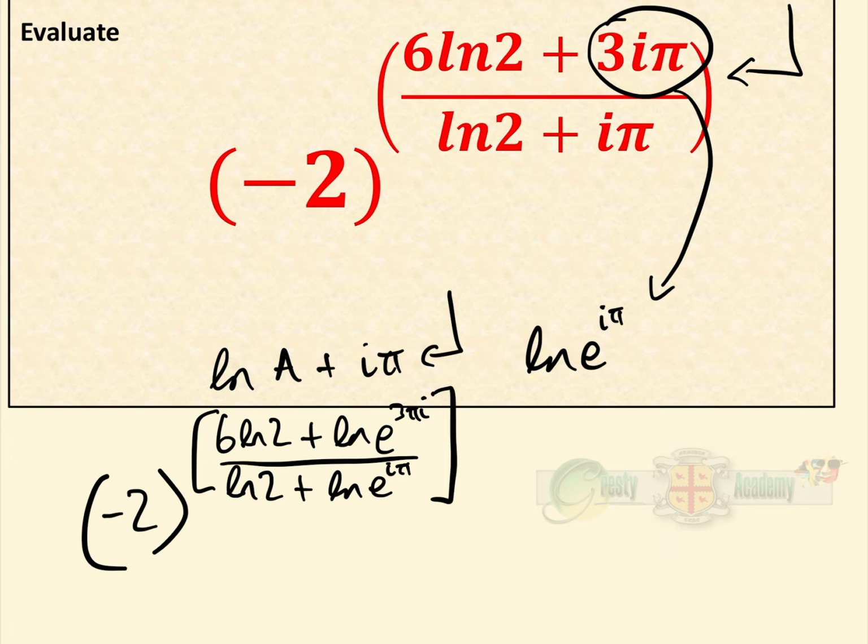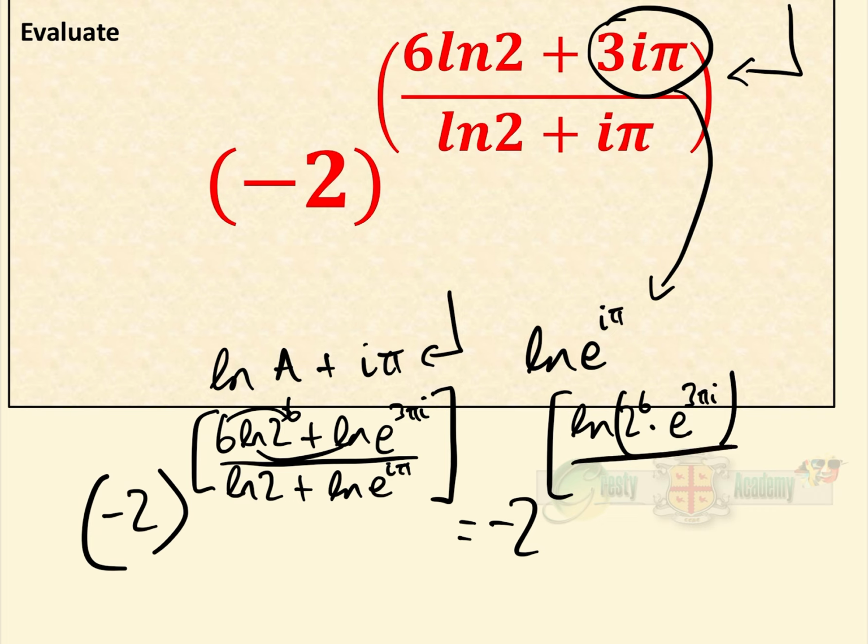Okay, and basically we have log, well, first of all, let's get rid of that 6. So that would be log 2 to the 6, which is log 64. Okay, so now we have log plus log, we can simplify this to be equal to minus 2 to the power of log of 2 to the power of 6 times e to the 3 pi i over log of 2 times e to the i pi, so it's getting slightly easier.